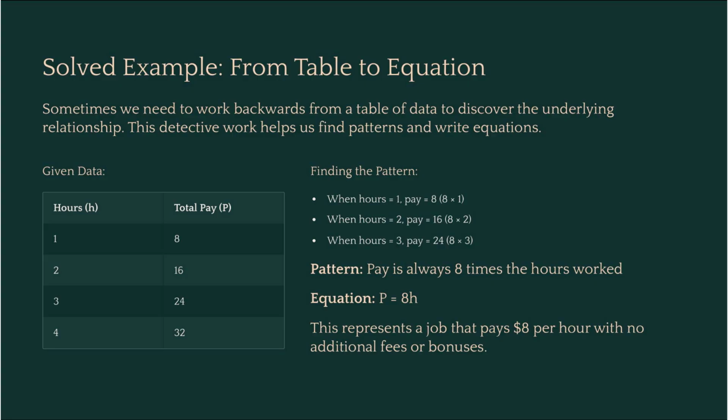You can also write an equation just by looking at the table. If a table shows that for 1 hour of work, the pay is $8, for 2 hours, the pay is $16, and for 3 hours, the pay is $24, the rule is that the pay is always 8 times the number of hours. If P is the pay and H is the hours, the equation is P equals 8H.